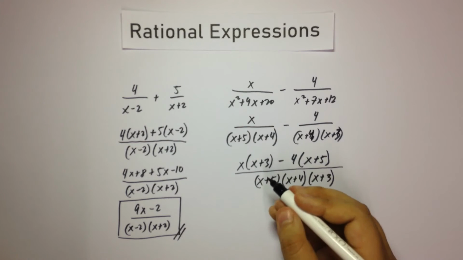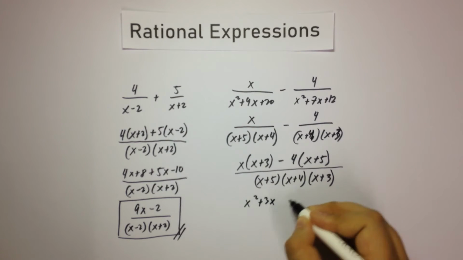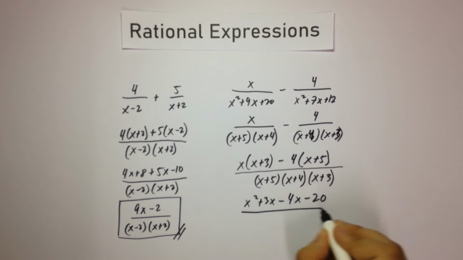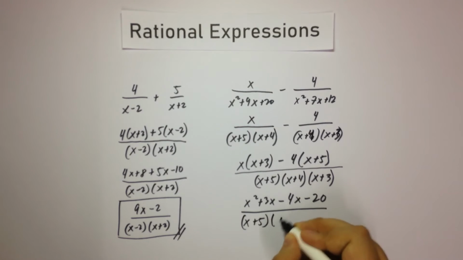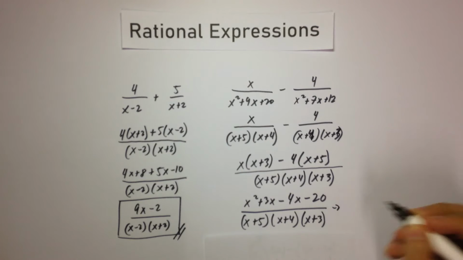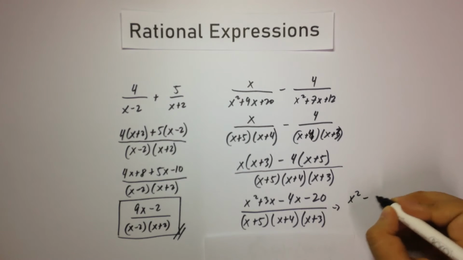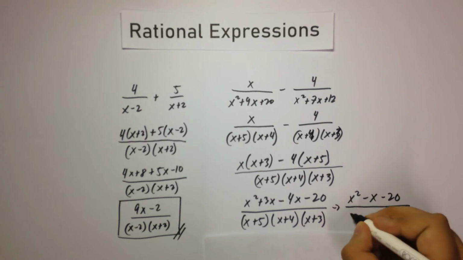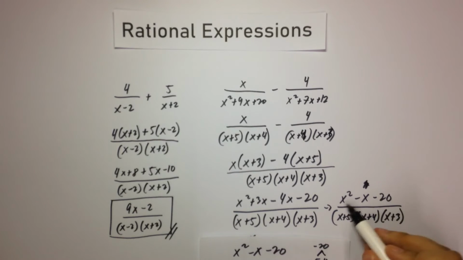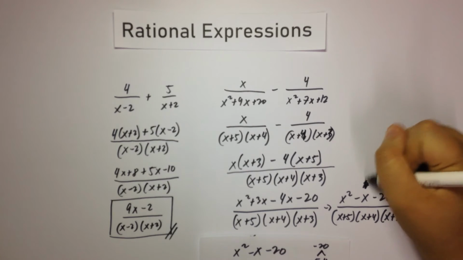And this would turn out as x squared plus 3x minus 4x minus 20 over x plus 5, x plus 4, and x plus 3. So let's add like terms. It would be x squared minus x minus 20 over x plus 5, x plus 4, and x plus 3. So as you can see here in the numerator, this can be further simplified.